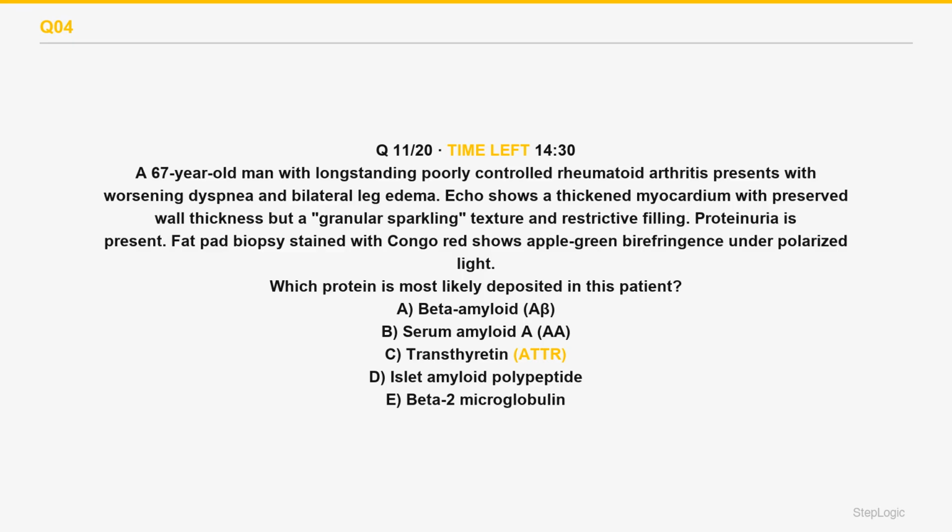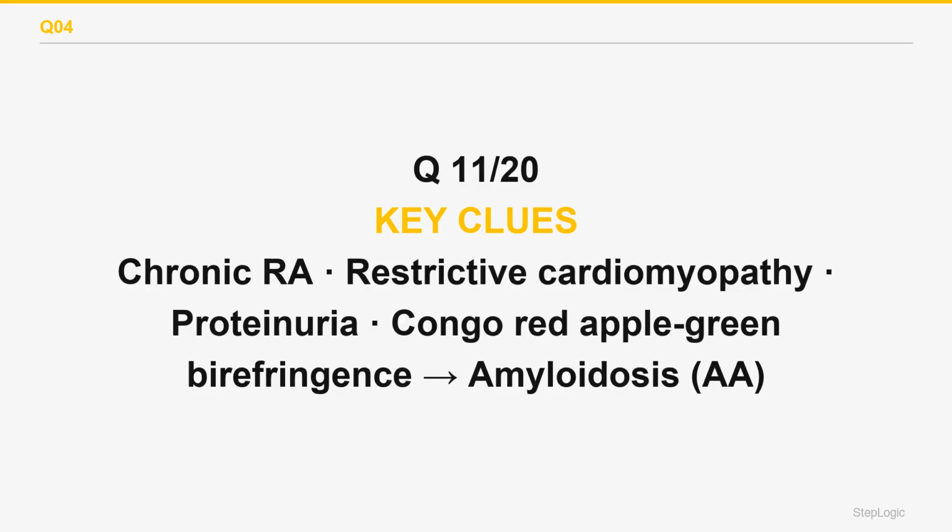Read the command. Which protein is deposited? Chronic rheumatoid arthritis, restrictive cardiomyopathy, proteinuria, Congo red with apple-green birefringence: amyloidosis. Which type, given chronic inflammation? The Congo red stain with apple-green birefringence under polarized light is pathognomonic for amyloidosis, misfolded protein deposited in beta-pleated sheets. The key way here is the type.